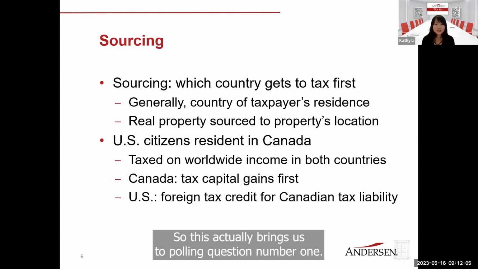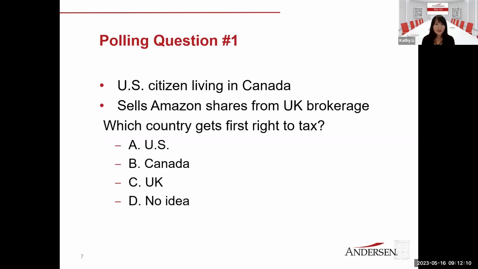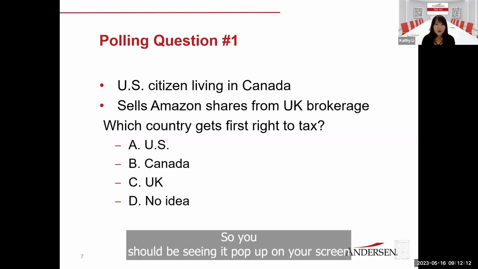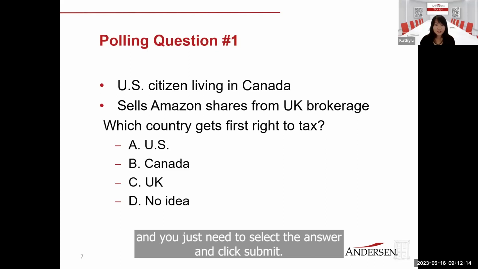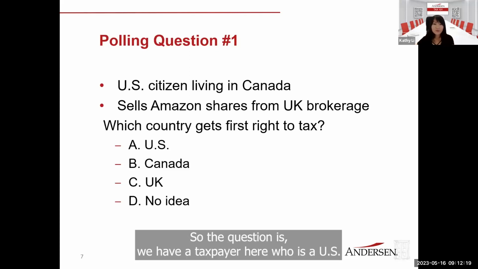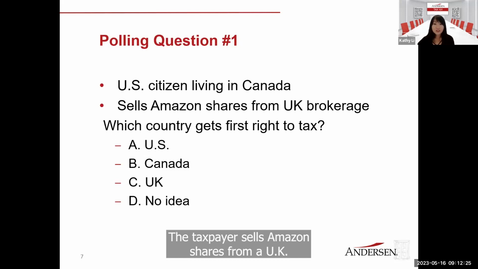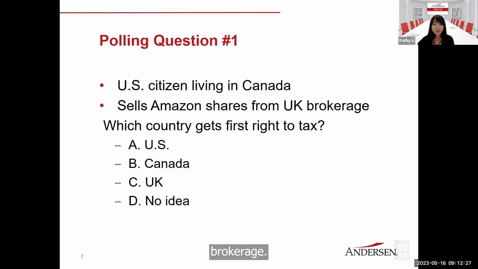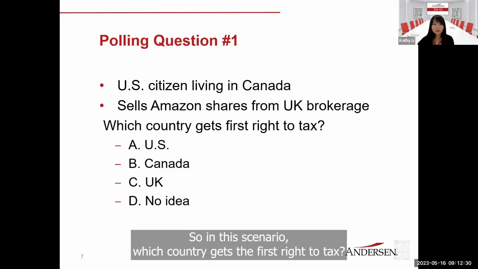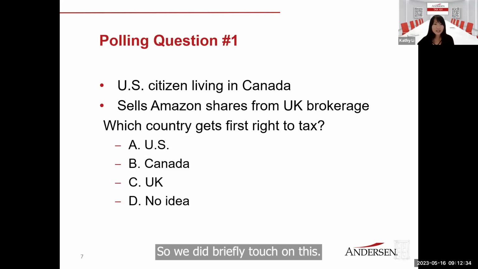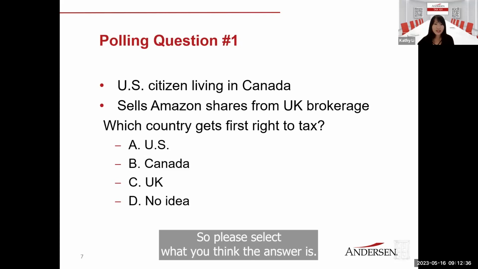So this actually brings us to polling question number 1. You should be seeing a pop-up on your screen and you just need to select the answer and click submit. The question is, we have a taxpayer who is a US citizen living in Canada. The taxpayer sells Amazon shares from a UK brokerage. In this scenario, which country gets the first right to tax? We did briefly touch on this. So please select what you think the answer is.